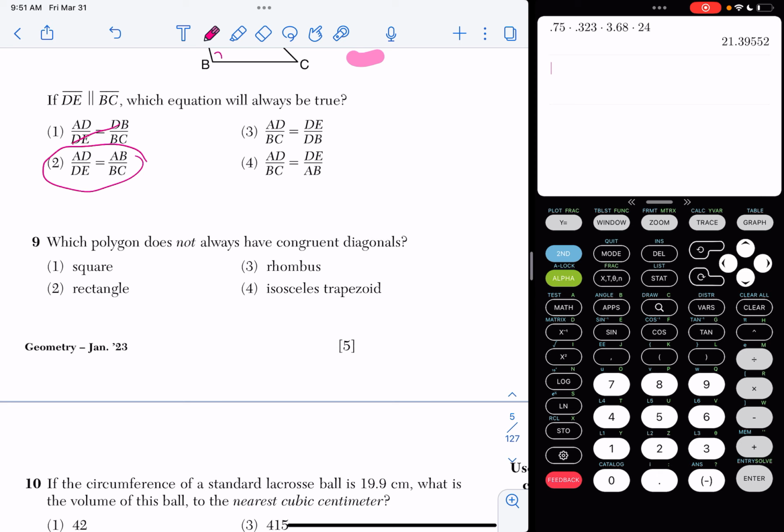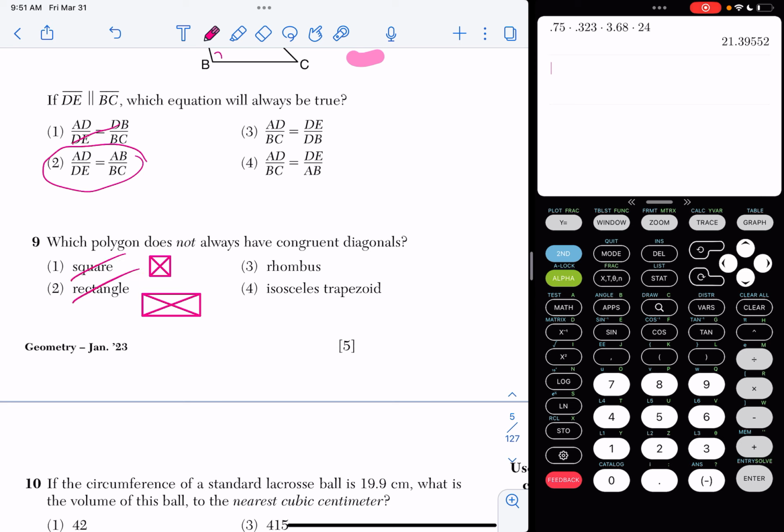Number 9, which polygon does not have congruent diagonals? This can be hard to memorize. You could always draw pictures of these shapes and try and reason it that way. So for instance, like for choice 1, if I were to draw a square here to the best of my ability, the two diagonals, they look congruent to one another. And the same thing if I were to draw a rectangle. It does look like the diagonals are congruent. So I don't think it's choice 1 or 2.